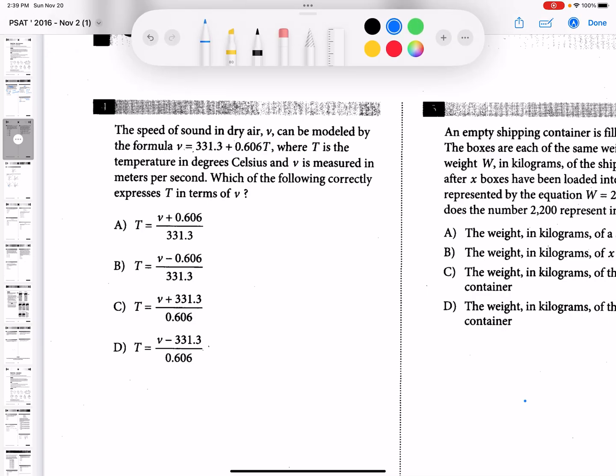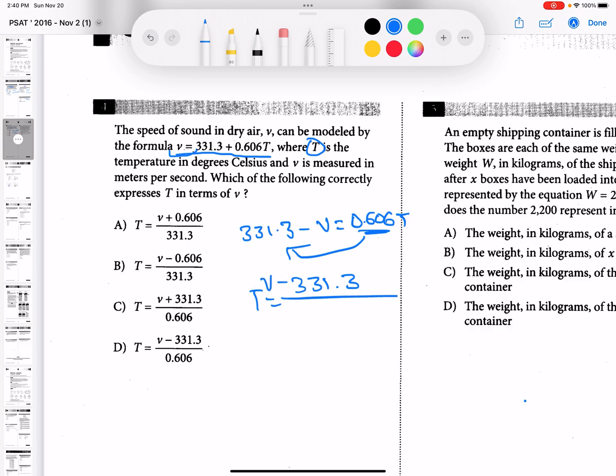Speed of air, V can be modeled in formula. So we're just trying to find this formula in terms of T. So I'm going to first take 3.3 to the other side, which gives us 331.3 minus V is equal to 0.606 T. Now, because it's multiplication here, we take it to the other side, it will become the denominator. So T is equal to V minus 331.3 over 0.606, and that is our answer, D.